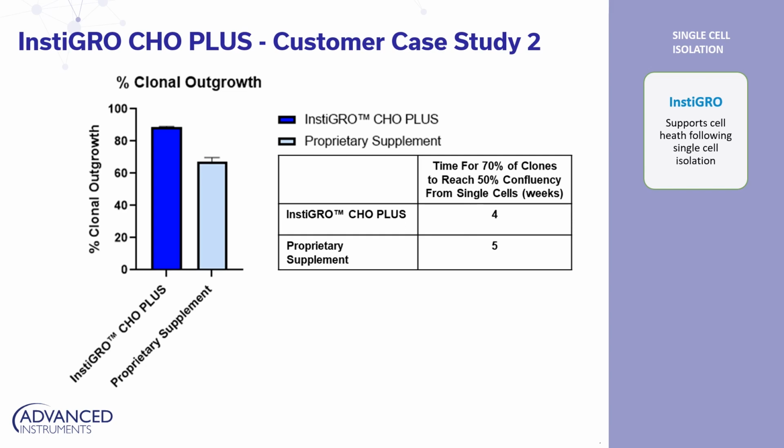As you can see, the clones grew much more quickly in the presence of Instagrow CHO Plus, enabling the customer to shorten their workflow by 1 whole week. To quickly summarize this case study, the customer was able to gain back precious time in their workflow, in addition to being able to seed fewer plates thanks to the improvements to percentage clonal outgrowth.